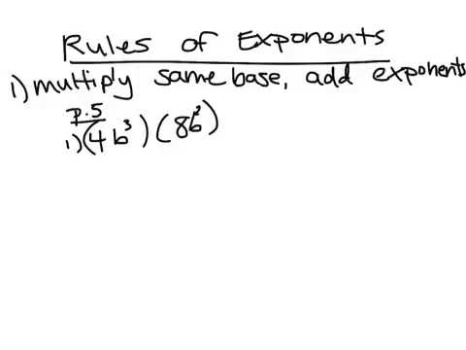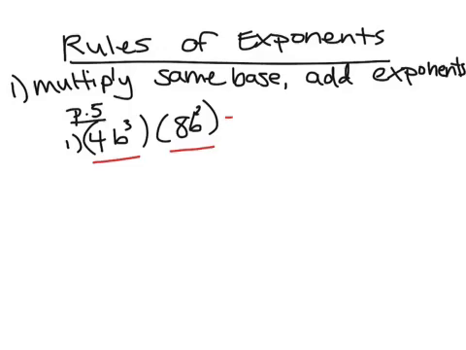So let's take a look at some rules of exponents. One rule of exponents is that if you're multiplying the same base, then you add the exponents. For example, if you take a look at your packet on page 5, on number 1, I have the expression 4b cubed times 8b squared.